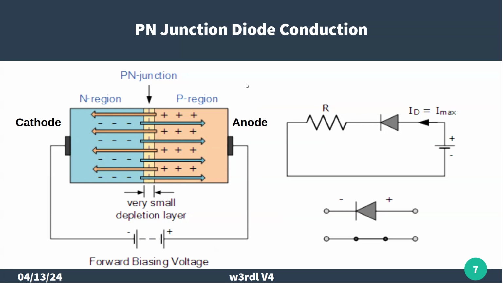The symbol that we use for representing a diode is this filled in triangle with a bar. The triangle represents the anode, and the straight line or bar represents the cathode, and that's why we mark the cathode with a stripe, just like on the symbol.